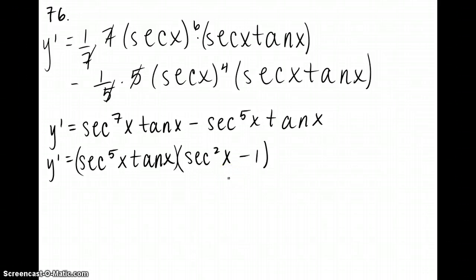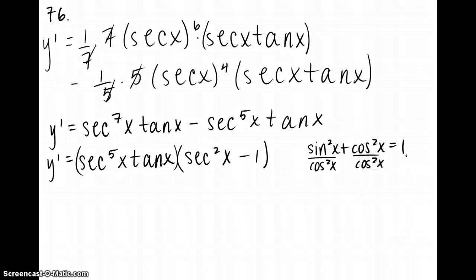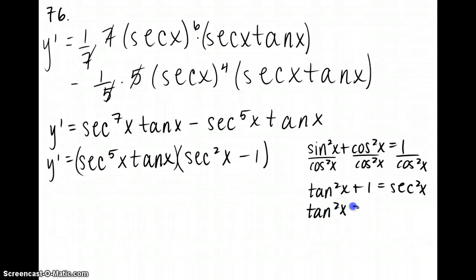Now this is even, so you wouldn't see it on CalcChat, but I have a squared trig function and a 1 as my second factor. So you should be thinking Pythagorean identity. I need the secant function, so I'm going to divide each of these pieces by cosine squared x. So we can manipulate the Pythagorean identity any way we need to. We get tan squared x plus 1 equals secant squared x. Now getting it to be secant squared x minus 1, subtracting 1 from both sides.